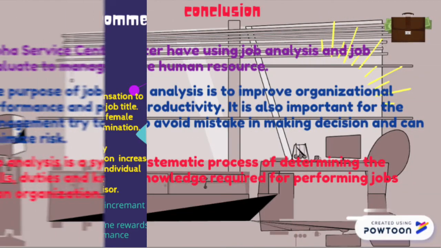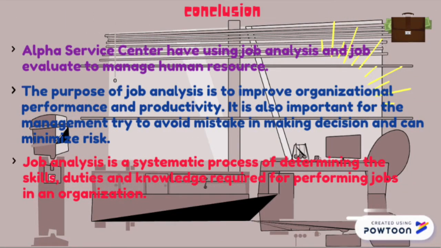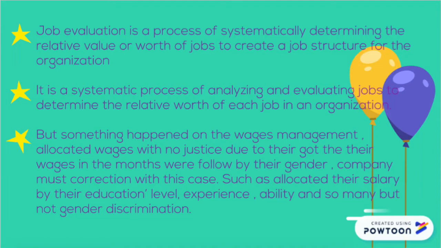In conclusion, Alpha Service Center is using job analysis and job evaluation to manage their human resources. Job analysis is a systematic process to determine the skills, duties, and knowledge required to perform a job in an organization. And job evaluation is the process of systematically determining the relative value of a job to create a job structure for the organization.